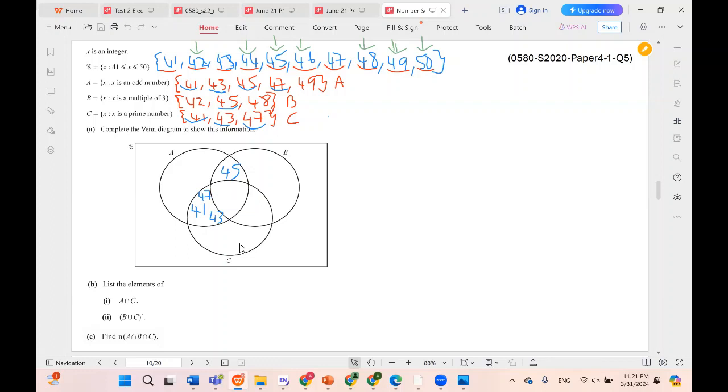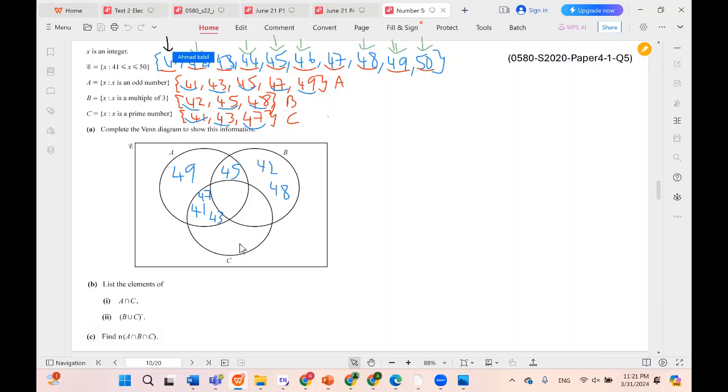49 is only existing in A, so let's just write it in A right there. Now we have 42, which only exists in B, and 48, which only exists in B as well. In the Venn diagram, we have 7 numbers, and in the universal set, if we count the numbers, we can just check each number one at a time.